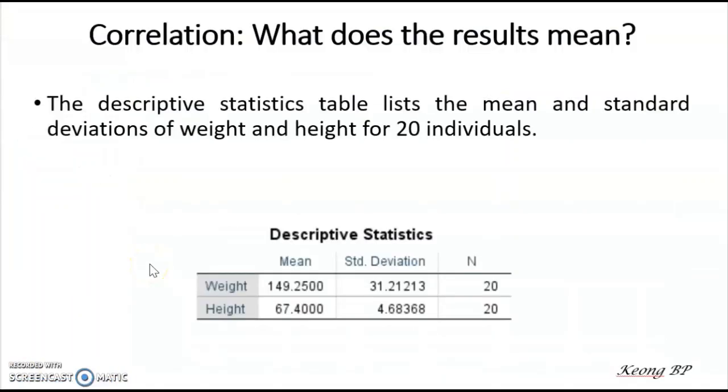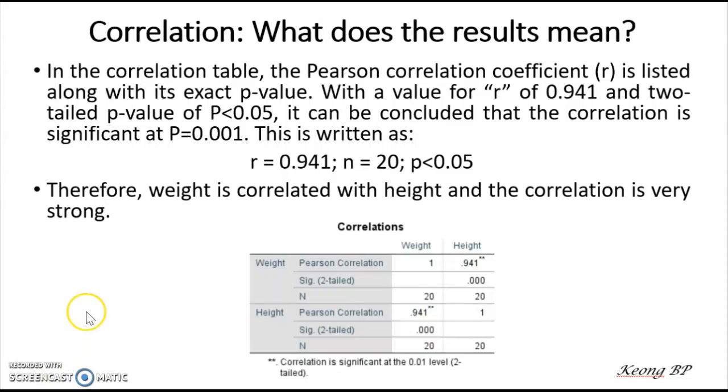The first table, Descriptive Statistics, shows the descriptive statistics of the analysis. In this example, the mean and standard deviation of weight and height of the 20 individual plants are shown. The last column on this table shows the number of samples, which is 20.